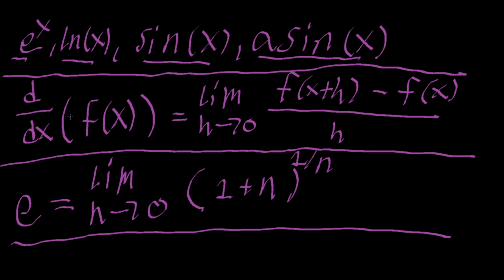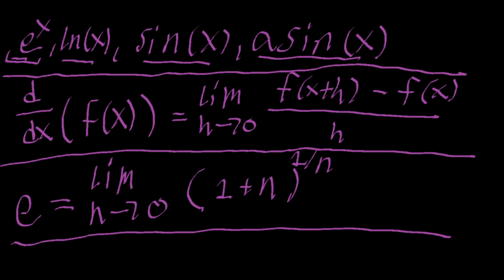This is the full definition of a derivative. So the derivative of f of x is equal to the limit as h is approaching 0 of f of x plus h minus f of x all over h. And e could be defined as a limit where n is approaching 0 of 1 plus n to the power of 1 over n. And we'll actually need this definition of e to prove the derivative of this first function, e to the power of x.